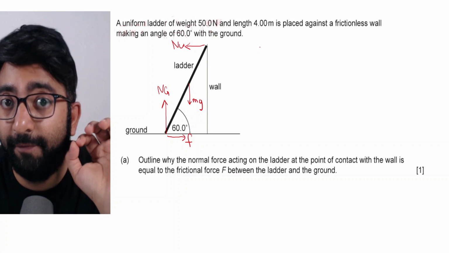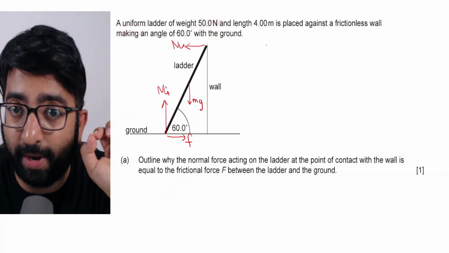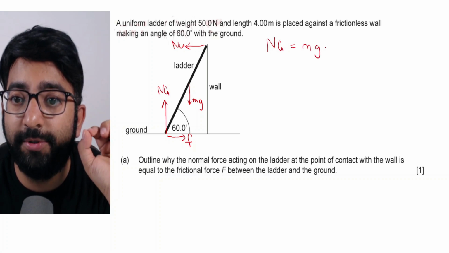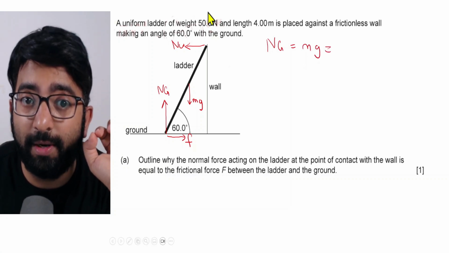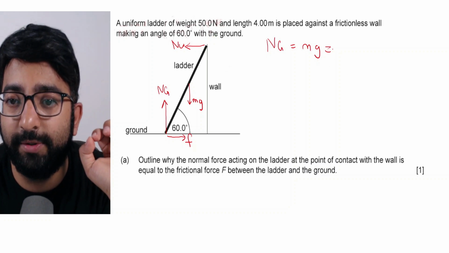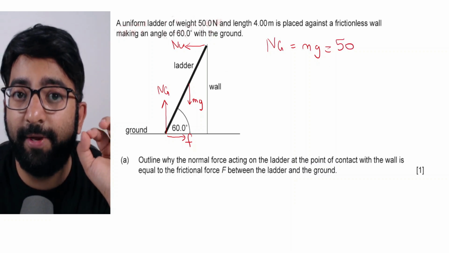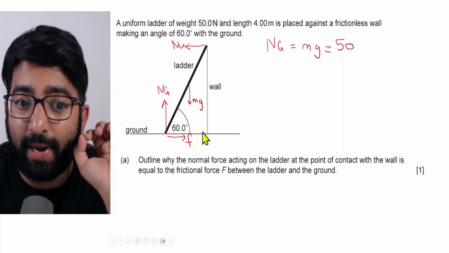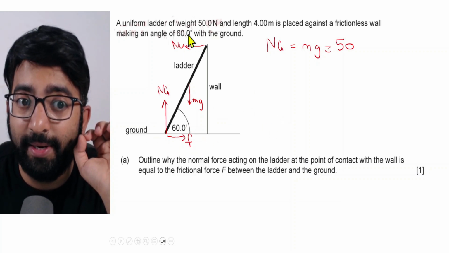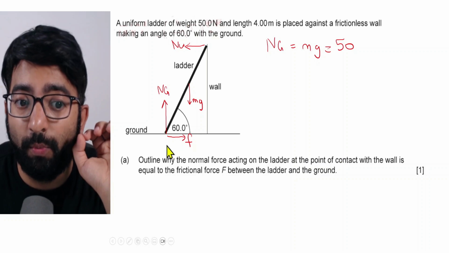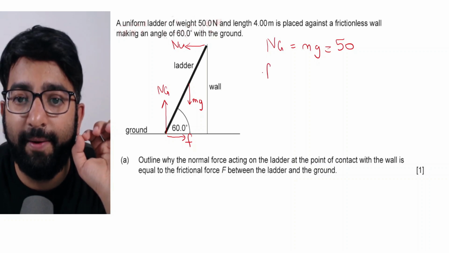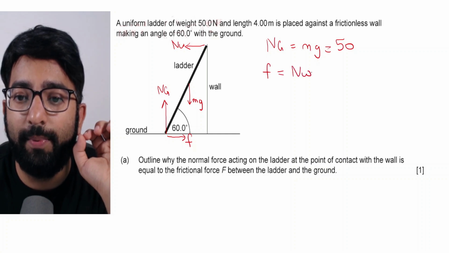So let me write, if we are balancing forces along the y-axis, the equation will be Ng equal to mg, and mg is the weight of the ladder, which is given to us as 50 newtons. So Ng will be 50. Now we will balance the forces along the x-axis. So the rightward force is friction and the leftward force is Nw. So both of them will be equal to each other. So let's write down F equal to Nw.